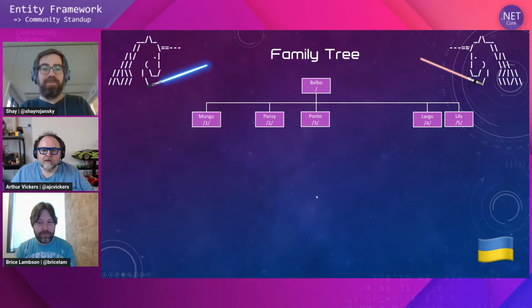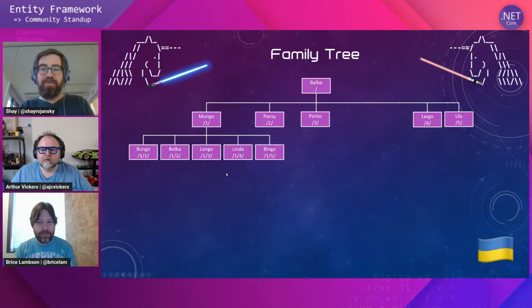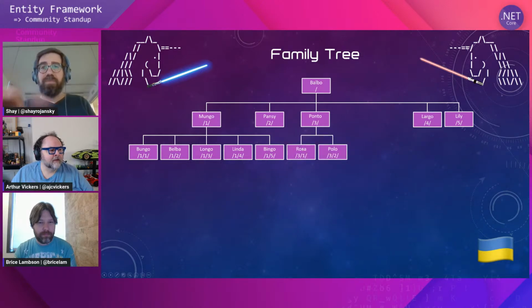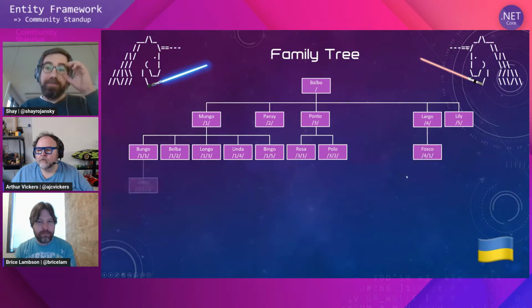Okay. Now, when we go down to the children of Mungo, again, these are all prefixed. All the children of Mungo are prefixed by Mungo's hierarchy ID. This is the hierarchy ID. So the first child is Mungo's prefix /1, and then 2, 3, 4, 5. And likewise, if we go to Ponto here, since Ponto was 3, then Rosa is 3.1, and Polo is 3.2, and so on for other ones.